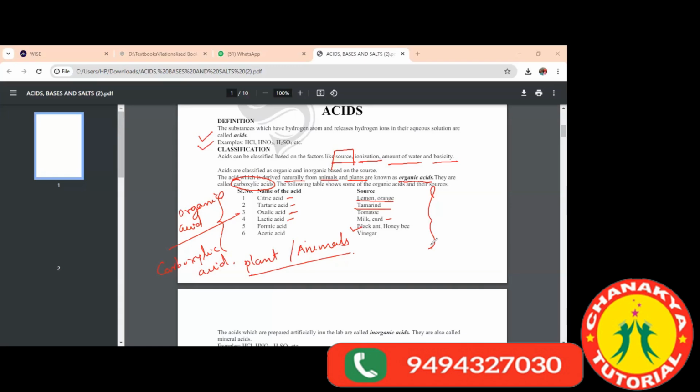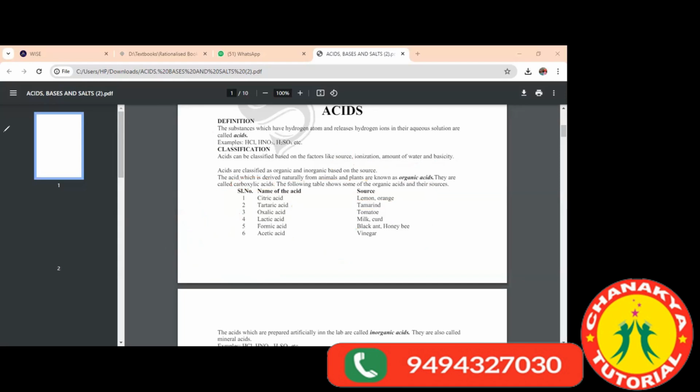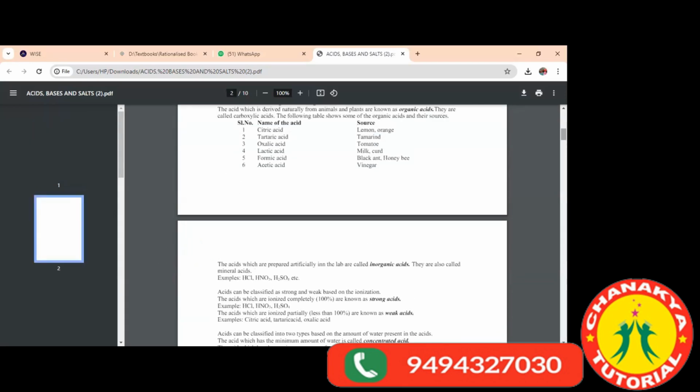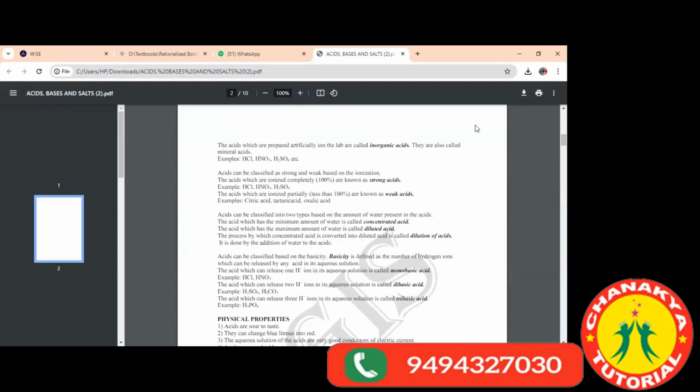The second type is nothing but inorganic acid. So what are these inorganic acids? These are prepared artificially in a laboratory. The acids which are prepared artificially in a lab are called inorganic acids. And these are also called mineral acids as well. As I told you, organic acid has a name, carboxylic acid, right? Like that, inorganic acid has a name, mineral acids.